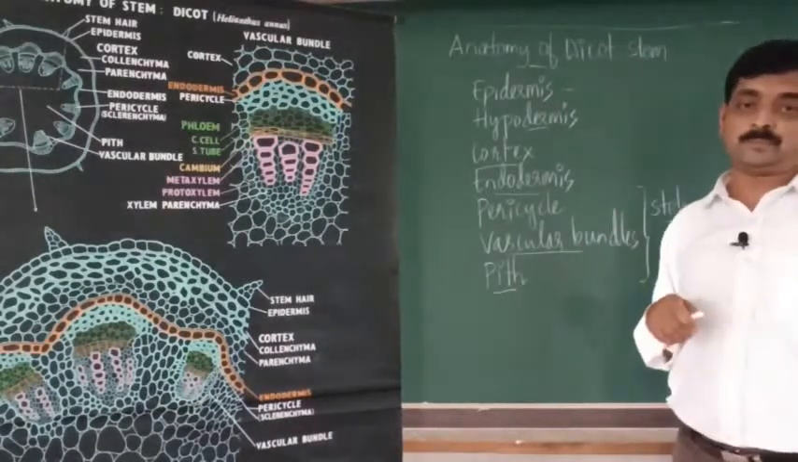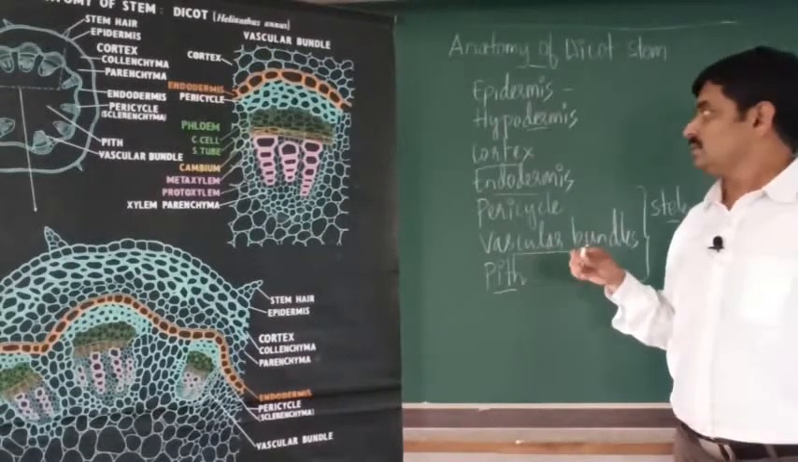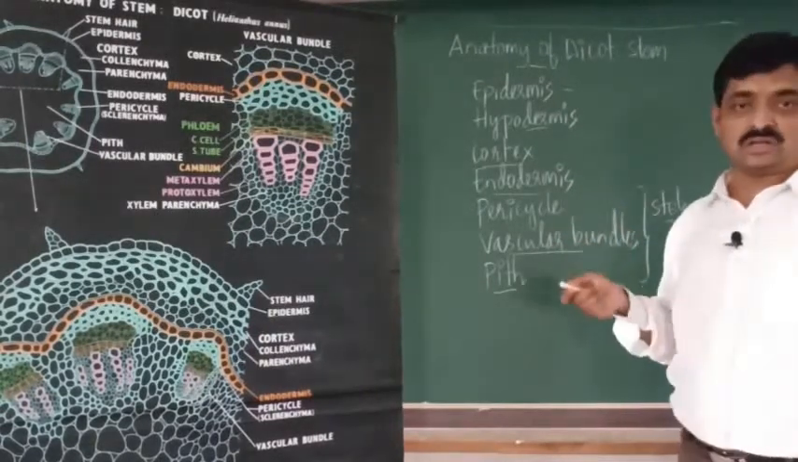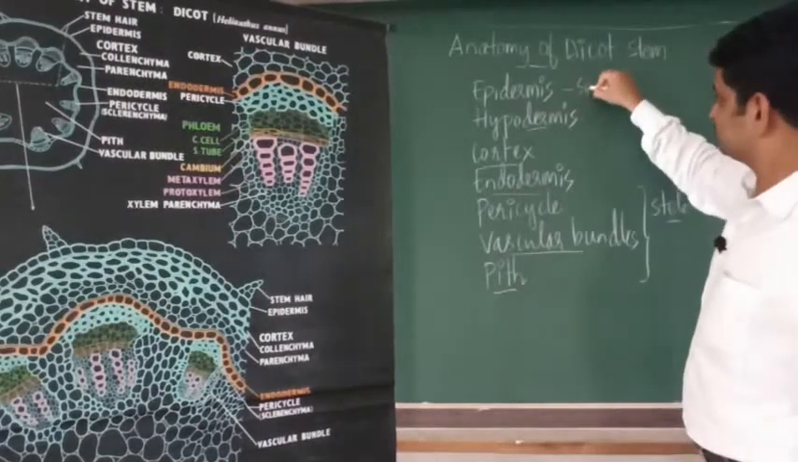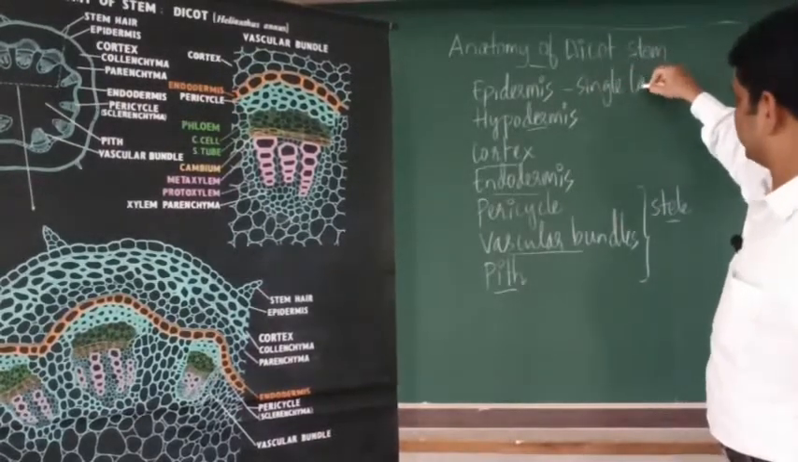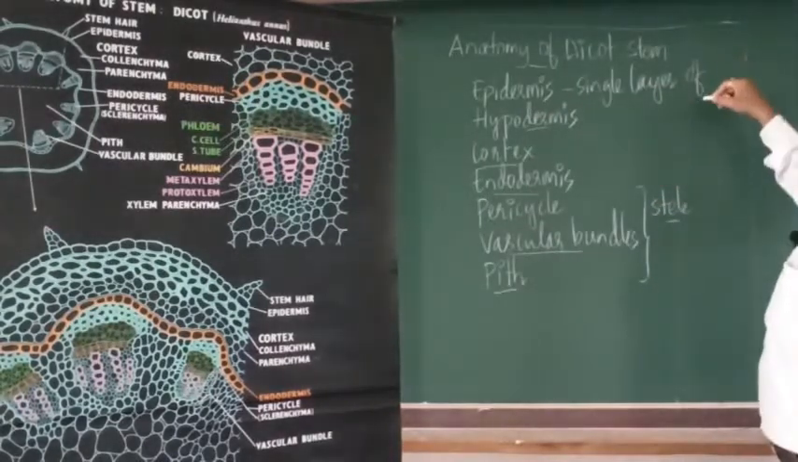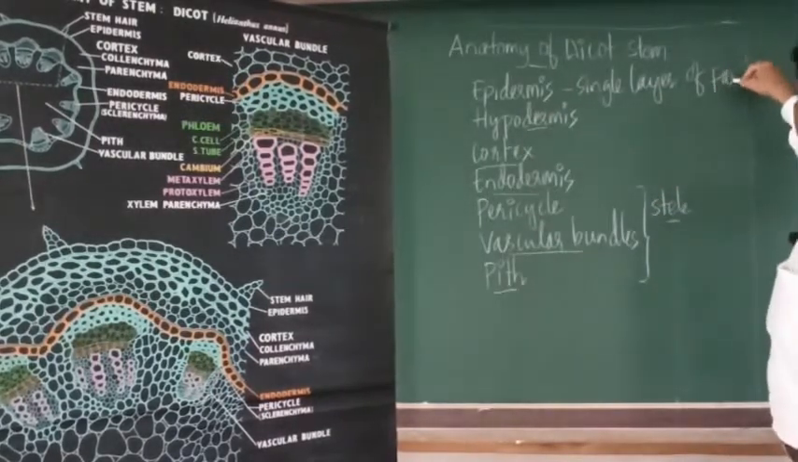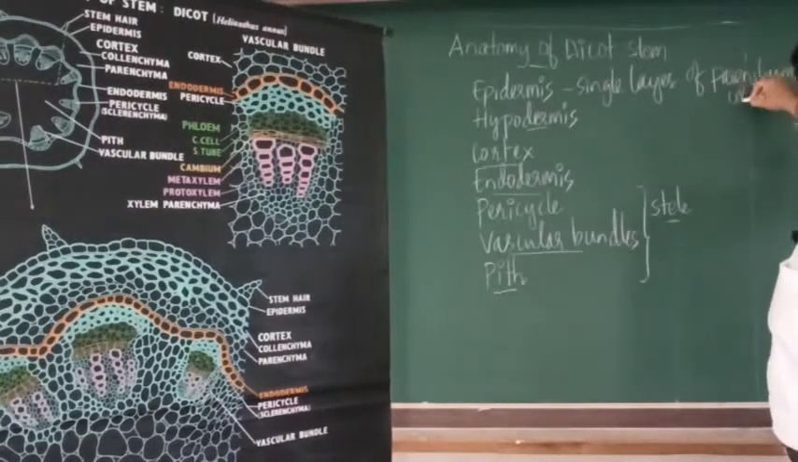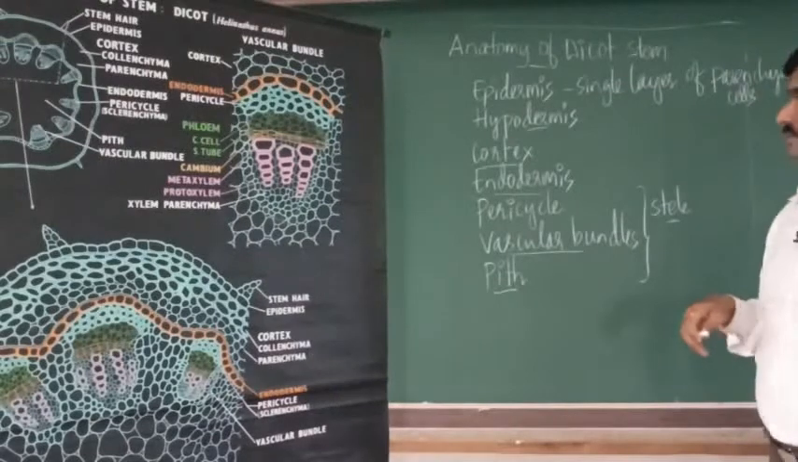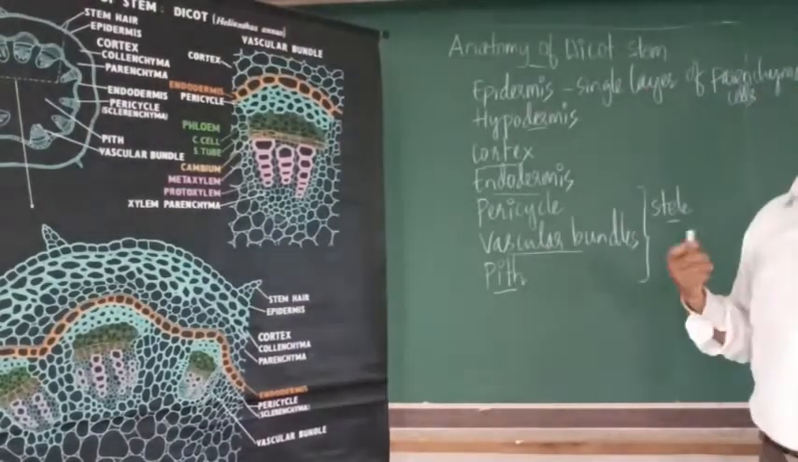dicot stem. So we shall revise it once again. Epidermis is the outer covering. It is composed of a single layer of parenchyma cells. So epidermis is the outer single layer of parenchyma cells.